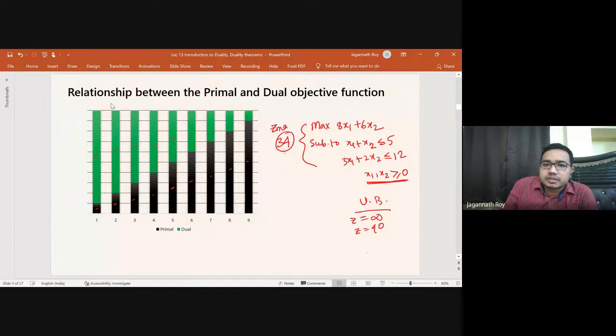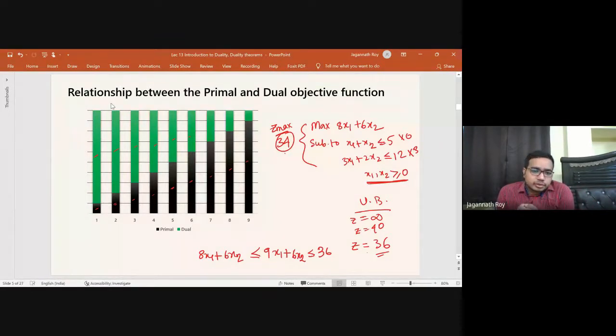Z max is 34. So if you multiply by this 3 and this one with 0 and add them, what will happen? This will give you 9x1 plus 6x2 less than or equal to 36, and this is less than or equal to 8x1 plus 6x2. So z equals 36 is also an upper bound. That means we are able to reduce the gap between the expectation and the original solution.